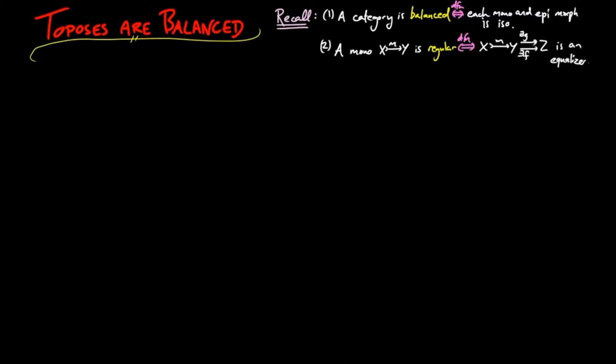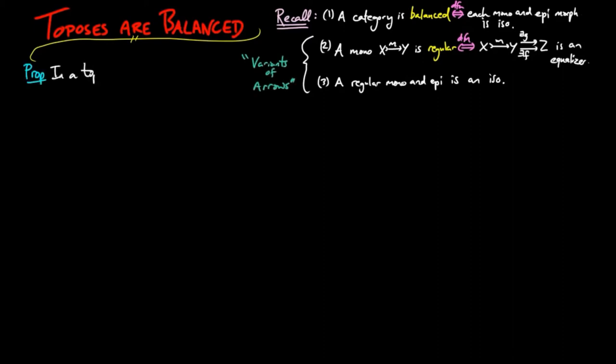And 3. If a morphism is a regular monomorphism and an epimorphism, then it can be proven that it must also be an isomorphism in any category. Numbers 2 and 3 are discussed in a previous video, Variance of Arrows. Here we prove that in a topos, every monomorphism is regular.